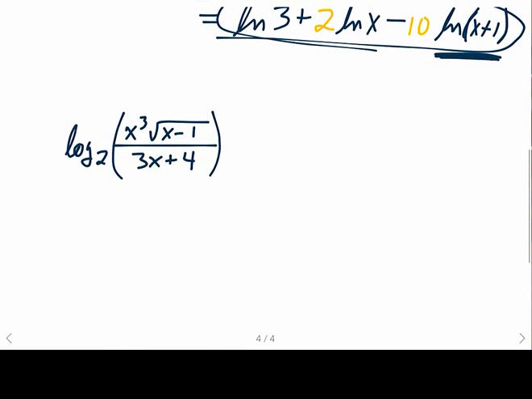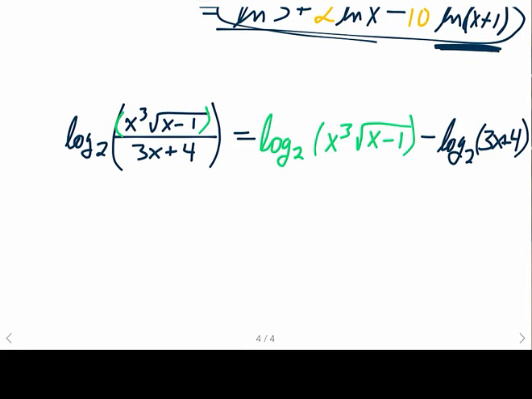Last but not least for this set of examples, the log base 2 of x cubed times the square root of x minus 1, all divided by 3x plus 4. See what you can do to expand this logarithm. Go ahead and pause the video. Okay, so I've written this as log base 2 of x cubed times the square root of x minus 1 minus the log base 2 of 3x plus 4.